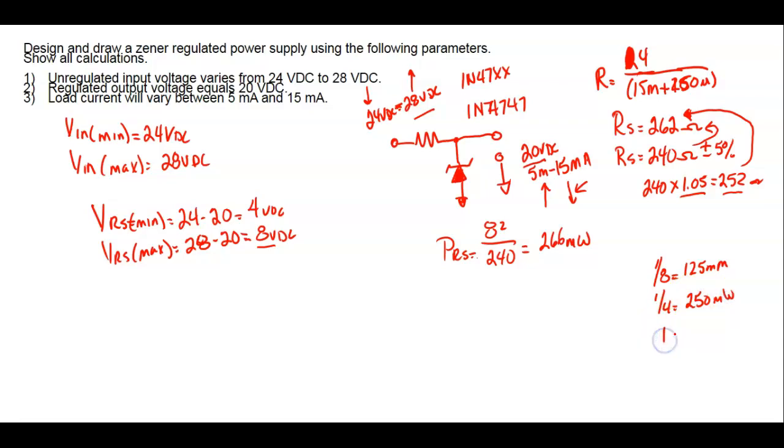The next size would be a 1 watt. And then we start going in watts, and it goes 2, 5. So we'd have to use a 1 watt resistor.